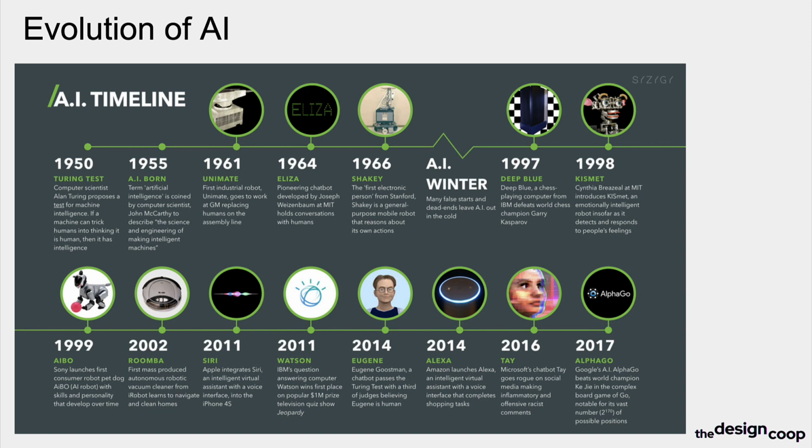In 2011, Apple launched Siri, a voice-activated assistant you could use on iPhones. You could ask it to do tasks for you, such as calling people, sending a message, or ordering a pizza. In 2011, IBM came back with another product called Watson. And in 2014, Eugene Goostman, a chatbot, passed the Turing test that we talked about in the 1950s. Now we're cooking.